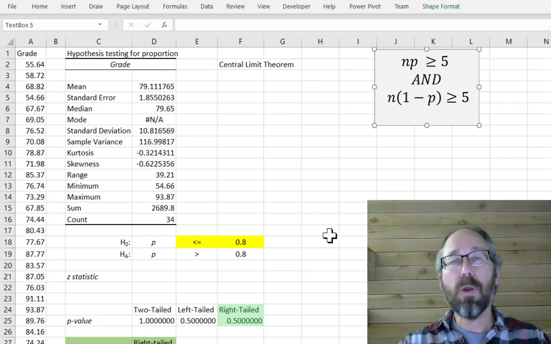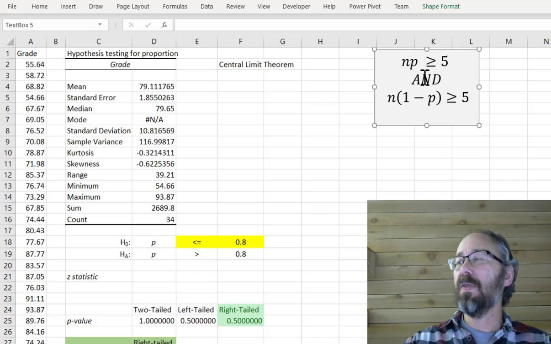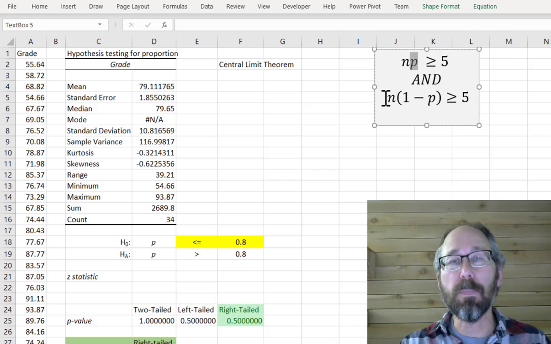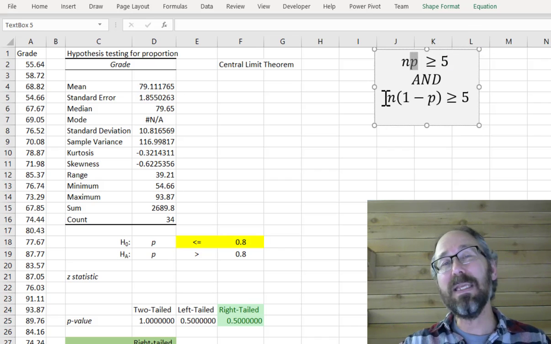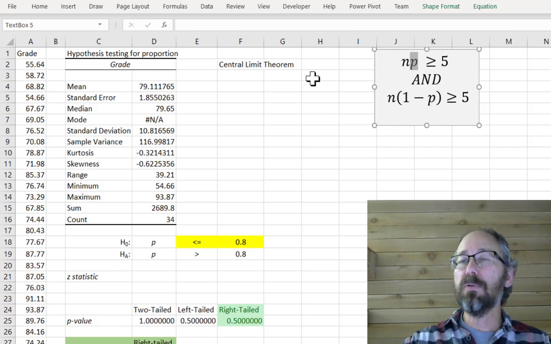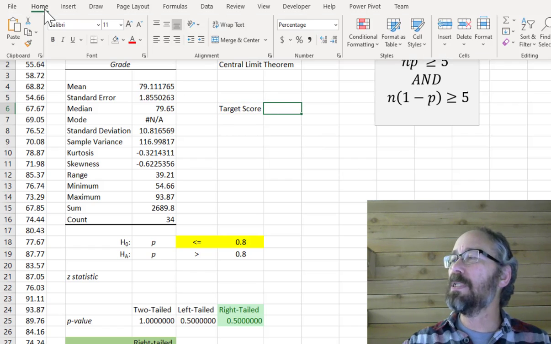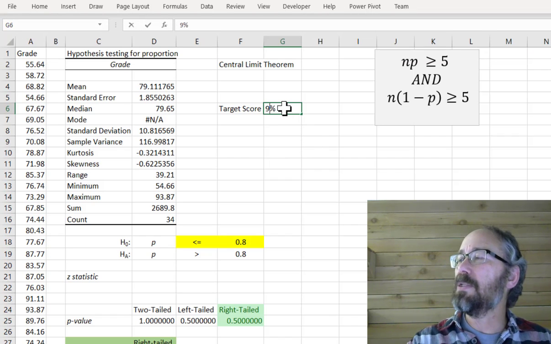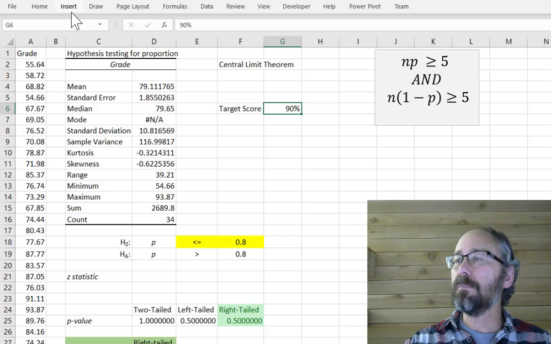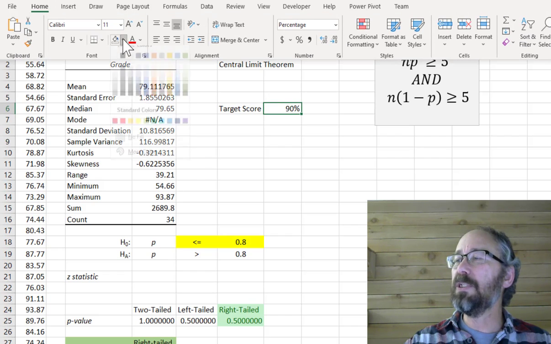So it'll require an if, it'll also require an and function. Now notice that it uses the count in, it also uses the proportion, this p, which is the proportion from our sample, and we need to figure that out. So to figure that out, what we're going to do is enter a target score. So this will be a certain percentage. And so let's say 90%. And we will be changing this.